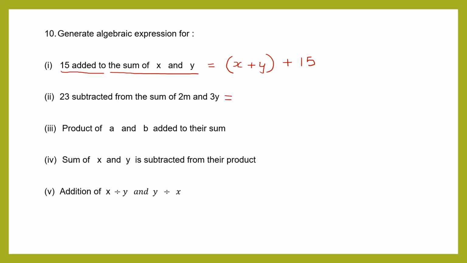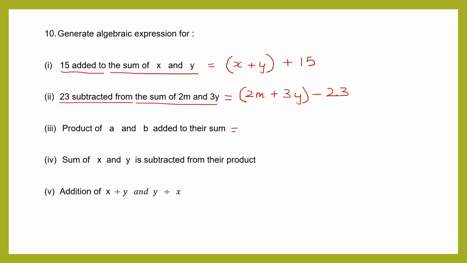Second one, 23 is subtracted from. So again, 23 will come second. It's subtracted from what? The sum of 2m and 3y. So let me write the sum: 2m plus 3y. Remember, when we talk about sum, you're talking about addition. Now 23 is subtracted from this. That means minus 23.